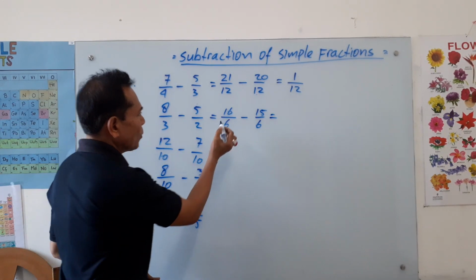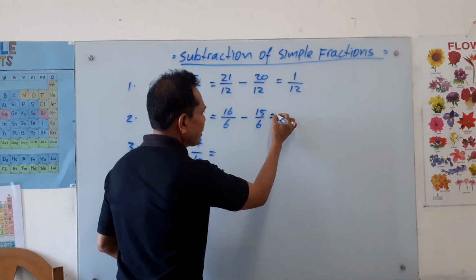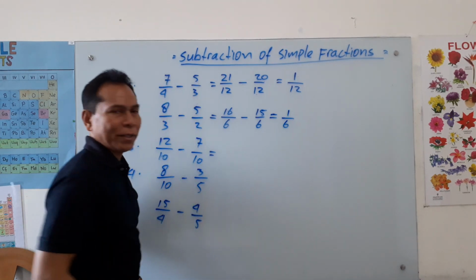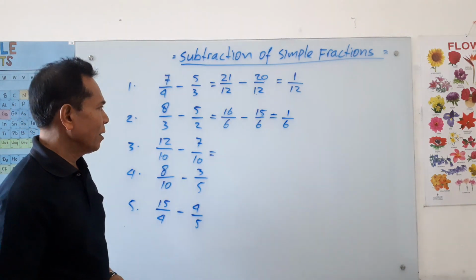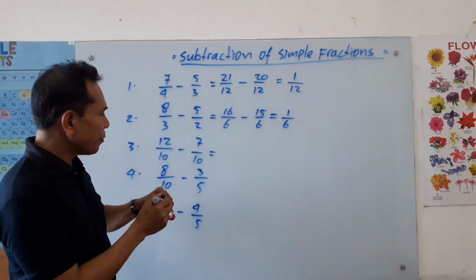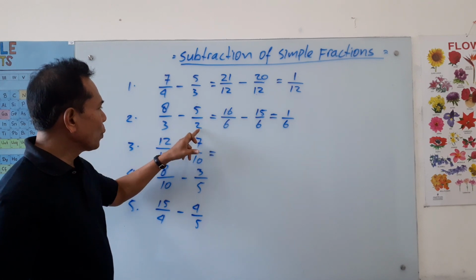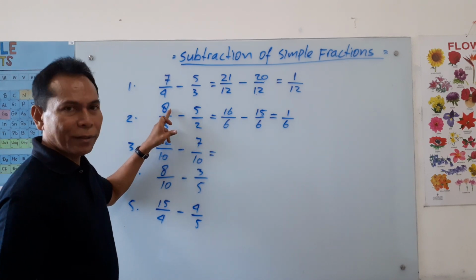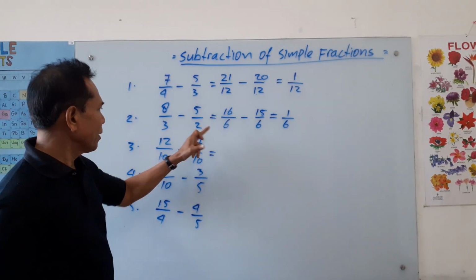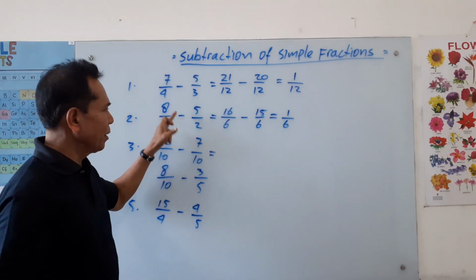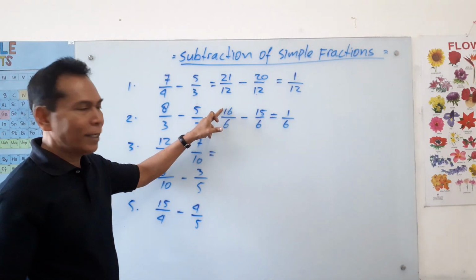Okay? So 16 minus 15 is 1. So 1 over 6, or 1/6. Okay? Once again, 16 comes from 2 times 8. Okay? You cross it like this, you cross it like that. So take this denominator, you multiply with this numerator. So you get 16.